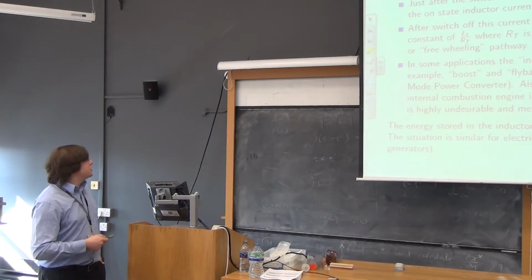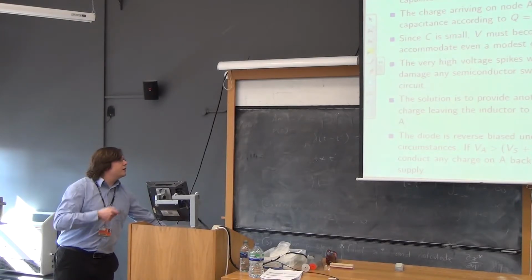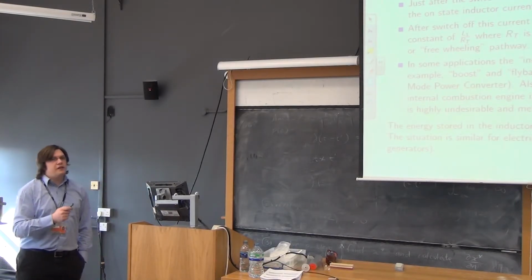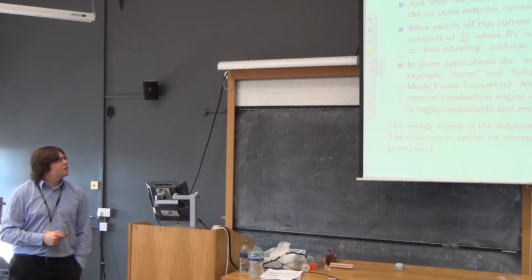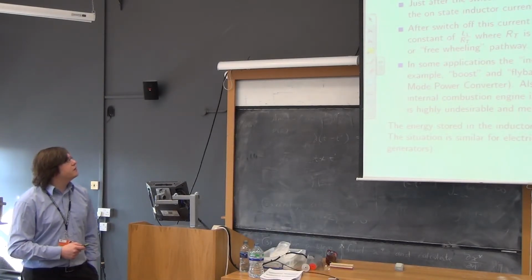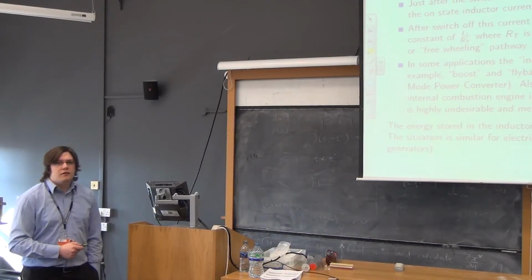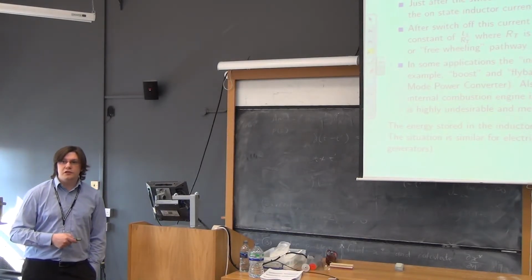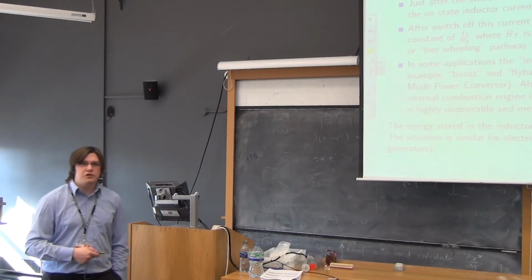For the single situation we've got in the slide above, we can say just after the switch off event, so A is just opened, the diode current is equal to the on-state inductor current. That's to say there was some current flowing in the inductor and it was flowing through the switch, and now it can't flow through the switch anymore.